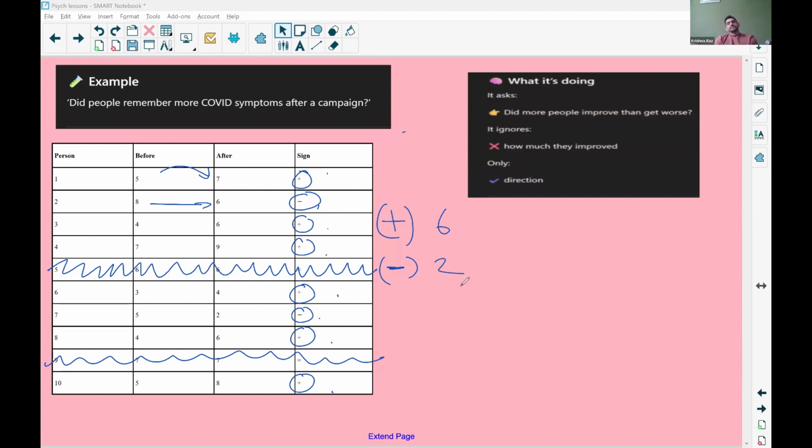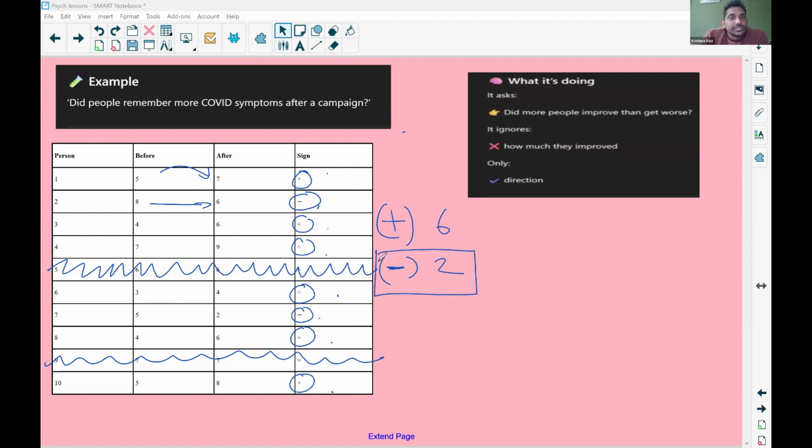So we can see clearly that six people gained knowledge. That would suggest that the campaign did work. It did educate people. But that isn't a scientific way of evaluating things. We need something more mathematical, more precise to make such a definitive, significant statement. So what we do with the sign test is we look at the smaller of the results.